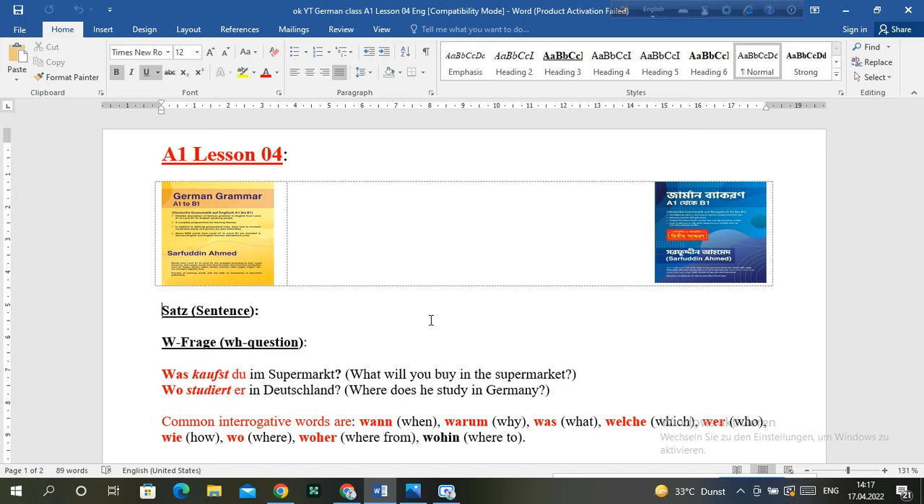Today we will discuss German sentences and their structure. In lesson 3, we discussed the elements of a sentence, and there we saw that a sentence can have multiple elements. Today we will discuss the position of these elements in a sentence, that means where these elements are used. We will discuss two types of sentences here.